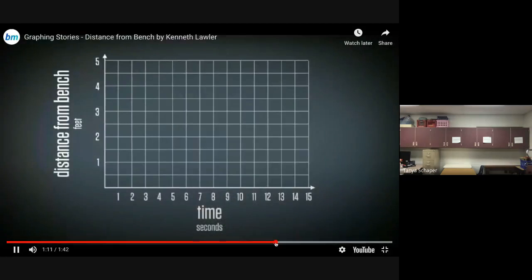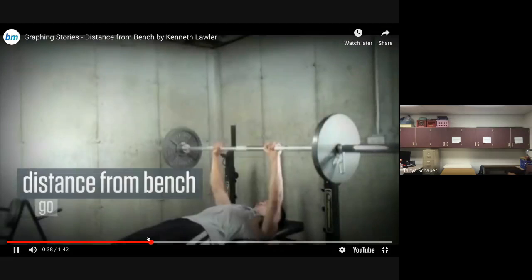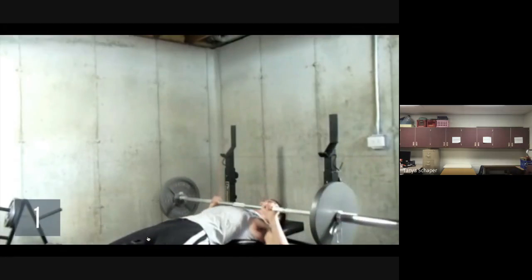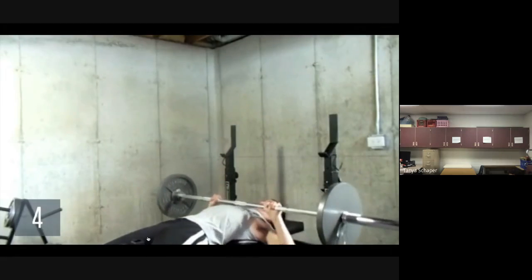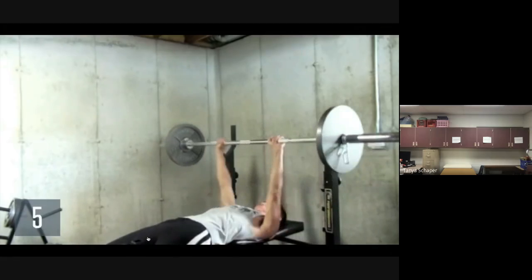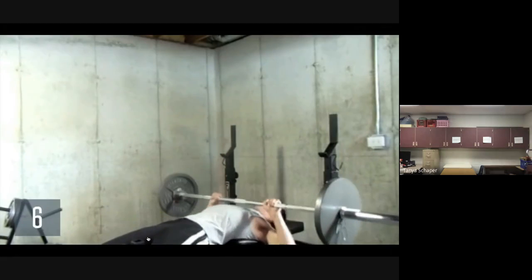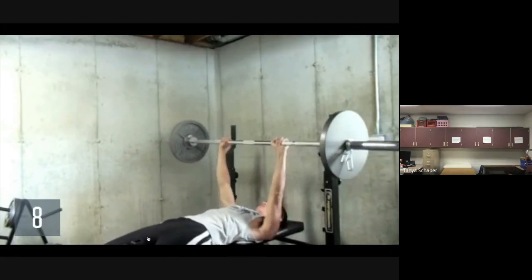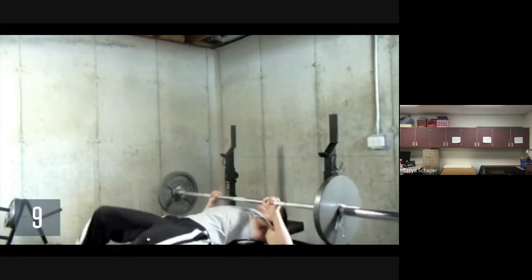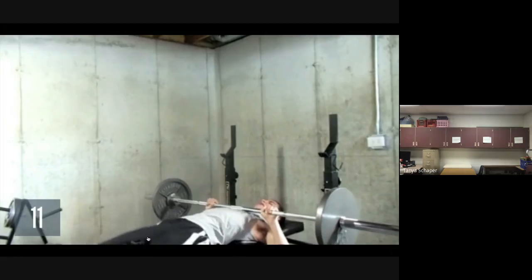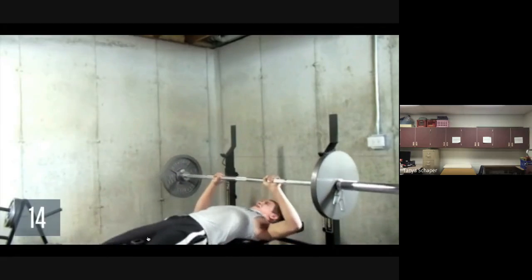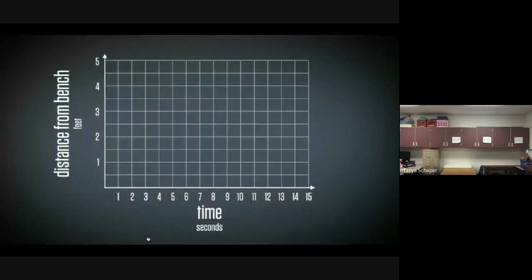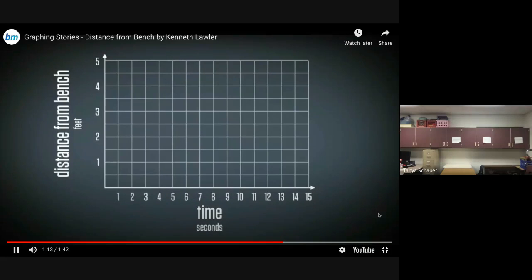All right, one more time we'll watch it. See what your graphs turn out and compare it. Here we go. And then we'll connect your dots to kind of show a smooth transition as it's moving. All right, so let's take a look at what the graph is that they came up with and compare it to our graph.